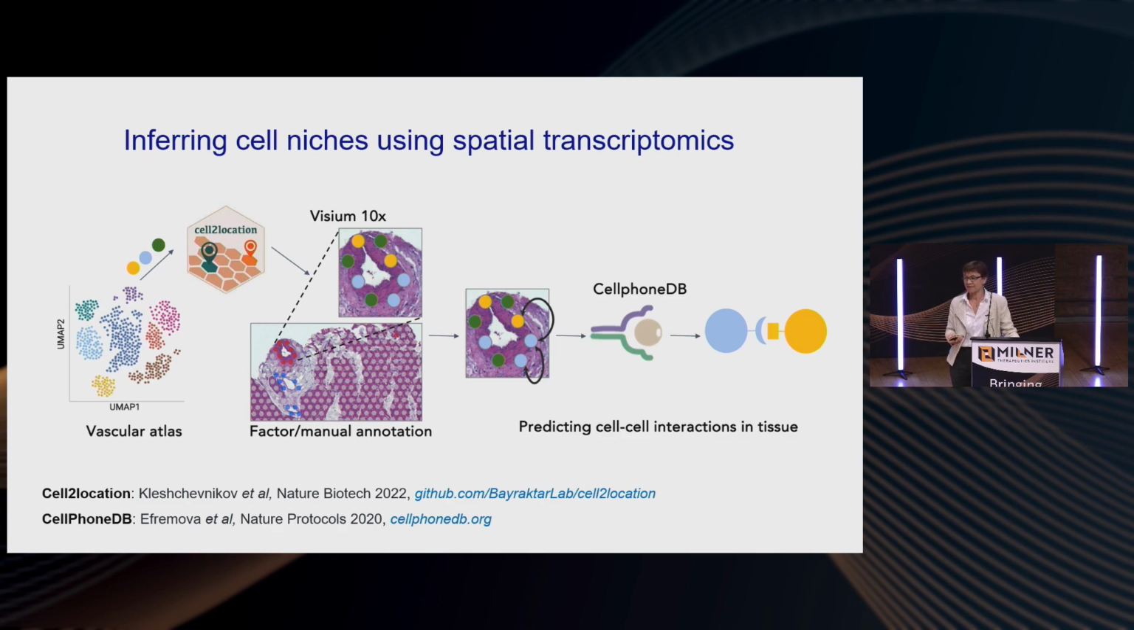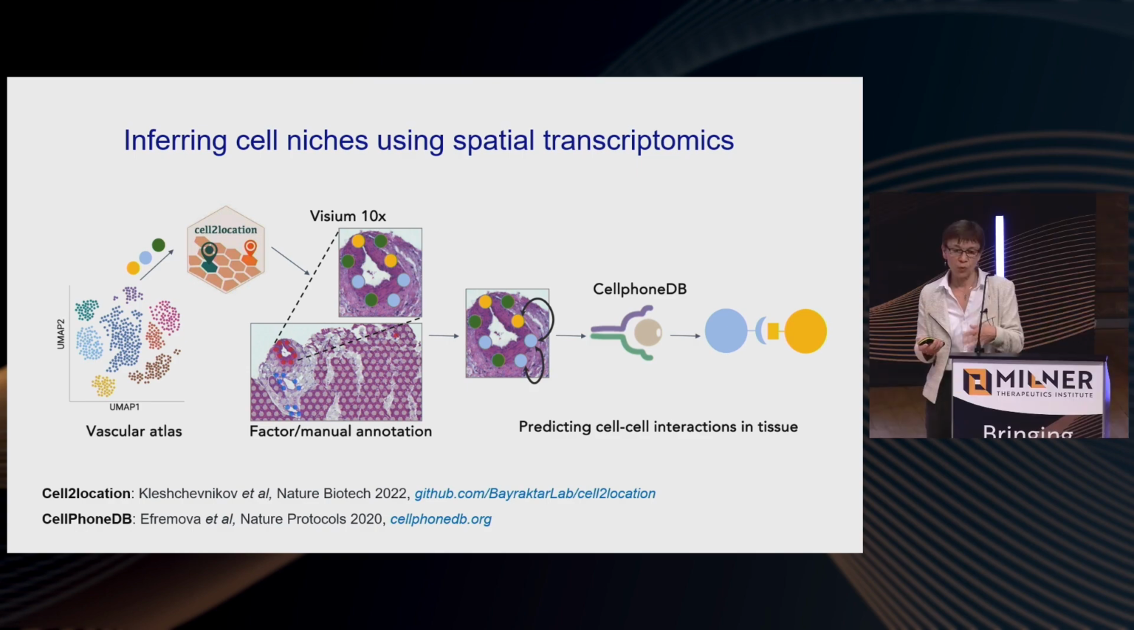So CellPhoneDB is effectively a database that has curated knowledge of which ligands bind to which receptors, and importantly, it also includes heteromeric receptors. And you can then use this knowledge to predict from your single-cell transcriptional data which cells interact with which other cells.